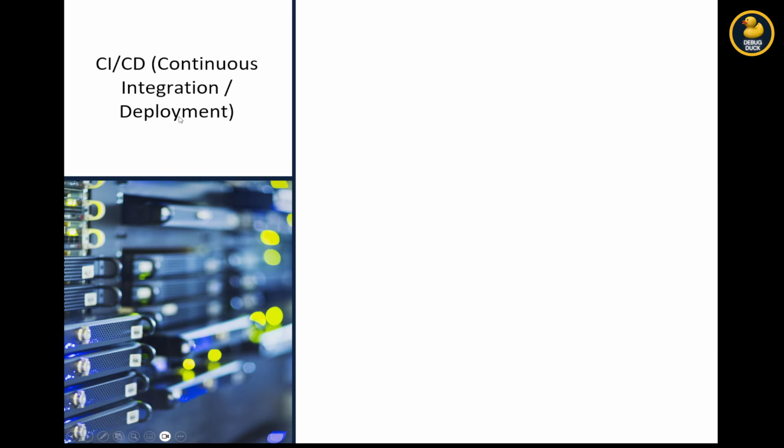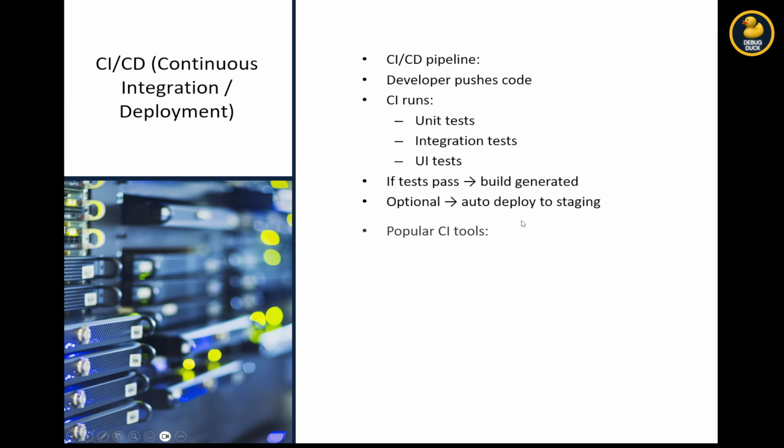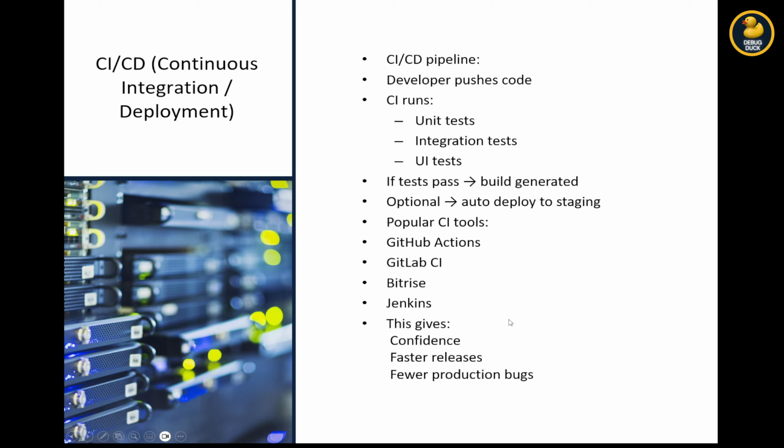Continuous integration and deployment, CI/CD pipeline. Developer pushes code and CI runs unit tests, integration tests, UI tests. If tests pass, a build will be generated. It is optional to auto-deploy to staging. Popular CI tools like GitHub Actions, GitLab CI, Bitrise, Jenkins. This gives confidence, faster releases, fewer production bugs.